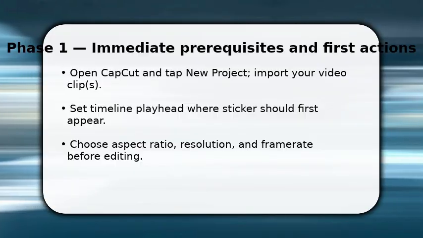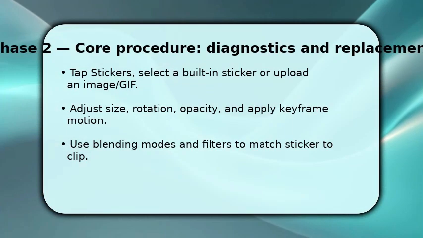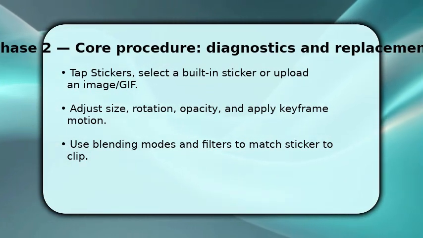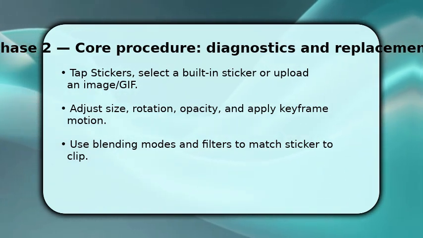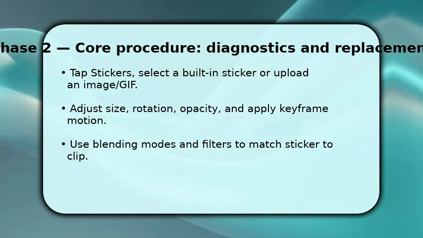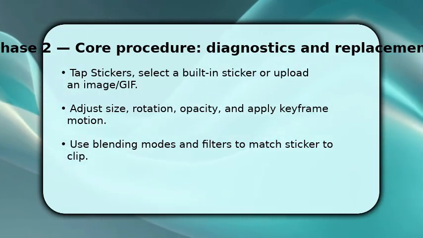Make sure to save a quick draft version before heavy edits, because that preserves your original clips if you need to revert. Now add the sticker. Tap the Stickers tab and pick either a built-in asset or import a PNG/GIF from your camera roll. You can pinch to resize, rotate, and drag to position. This is important for visual coherence.